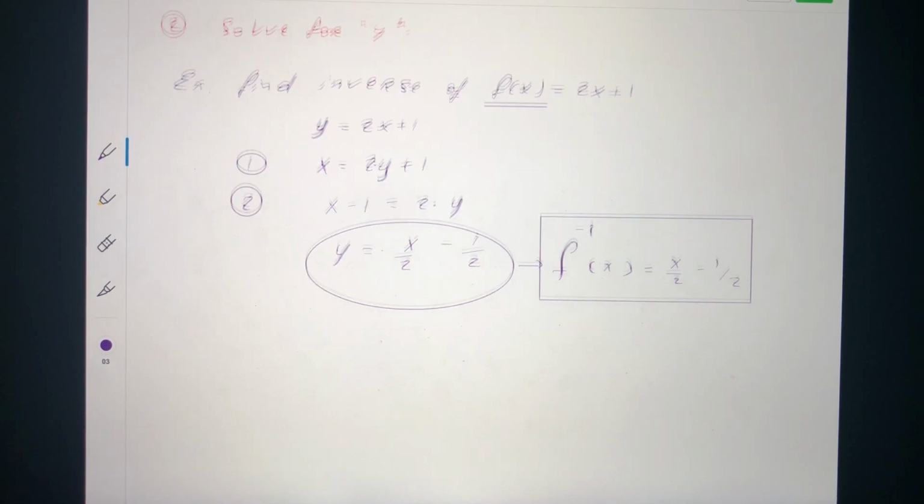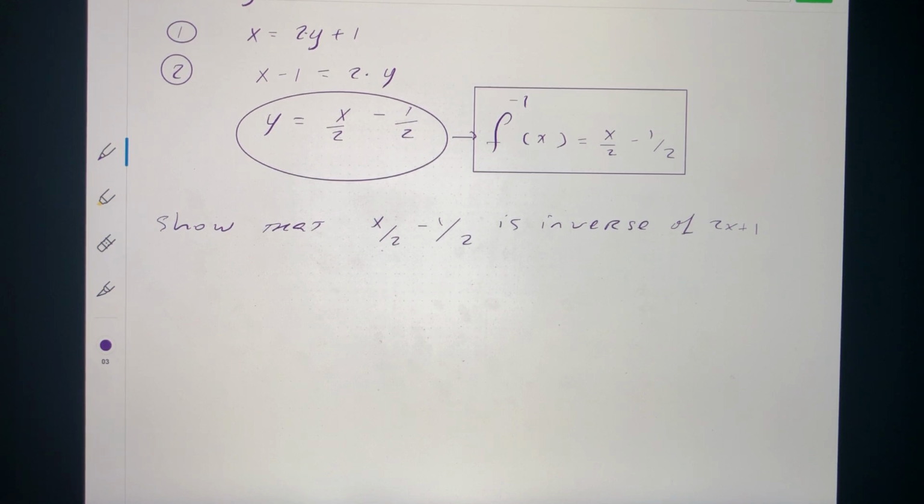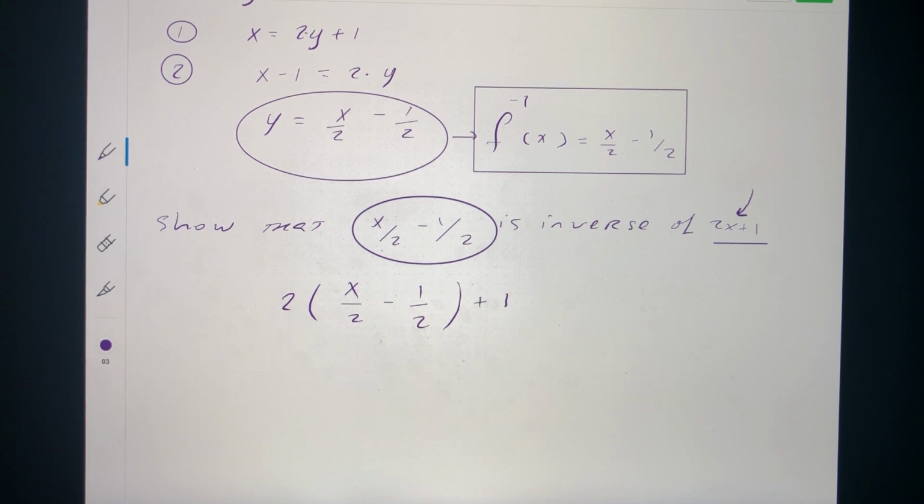So if the question says show or prove that the two functions are inverses, show that x over 2 minus half is the inverse of 2x plus 1, what needs to happen is we have to substitute one inside of another. So if we look at our original, and each time we see x, we substitute our inverse, what are we going to get? Well, we're going to get 2 times x over 2 minus half, and then there is plus 1 at the end. So if we simplify it, what do we get? 2 times x over 2 is just x. 2 times negative half is negative 1. Plus 1, the negative 1 and 1 cancel, we get equals to x. And this is a proof that the two functions are indeed inverses of each other.